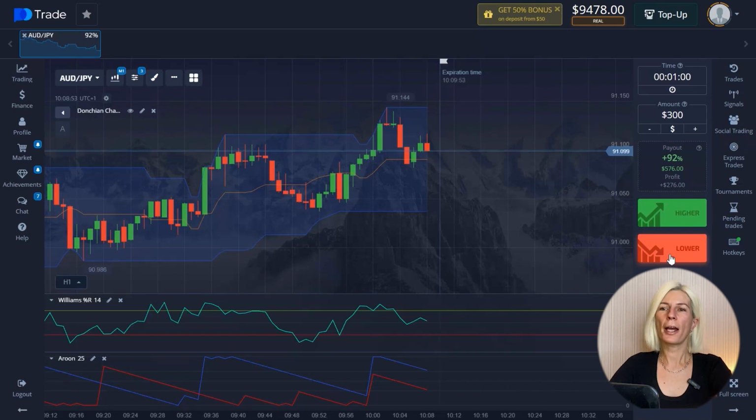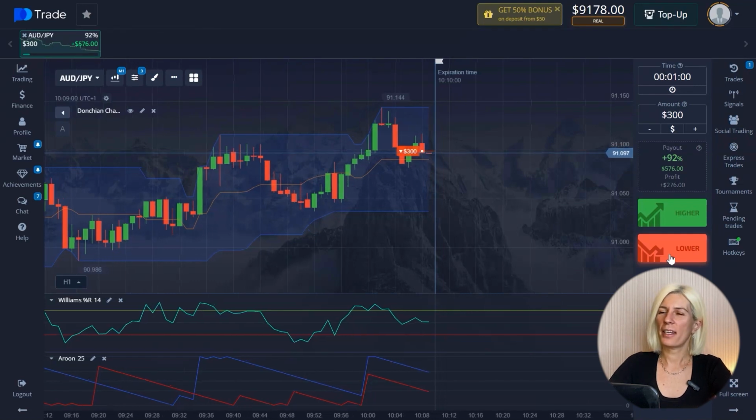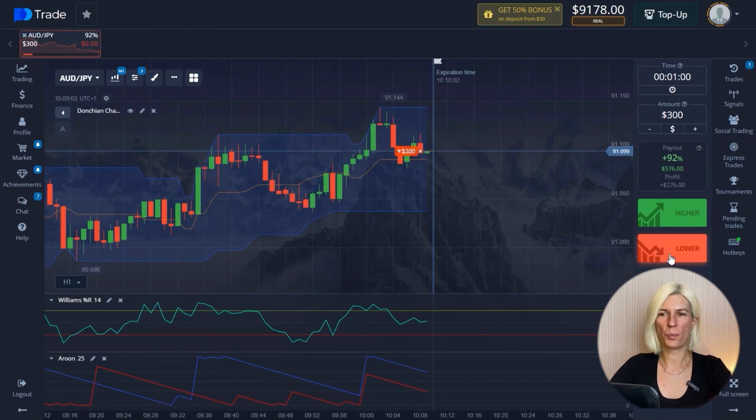Let's make a pause and open a down trade for 1 minute with $300 in. Once again, we see the coincidence of the price movement with the Williams line. So, since they are going down, this gives me a signal about a possible continuation of the price decline. We will soon find out whether I'm right or wrong, but for now, we will continue the conversation.